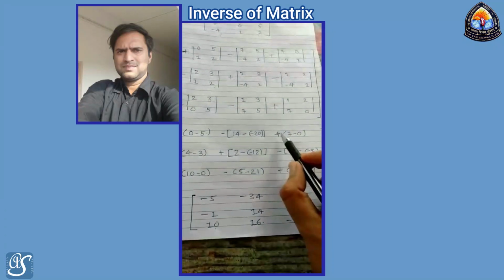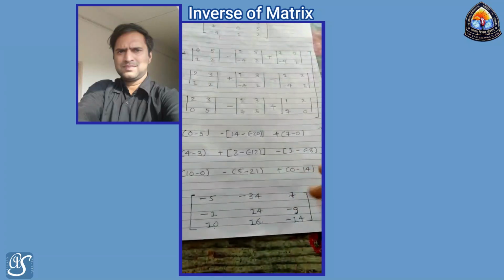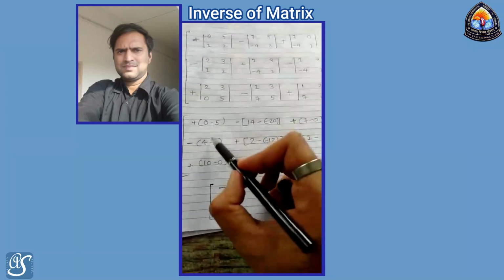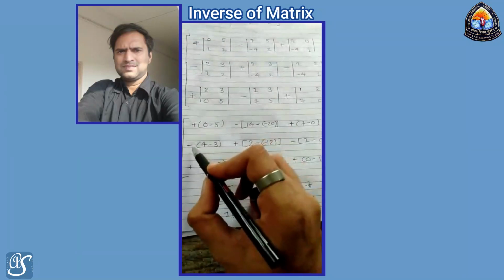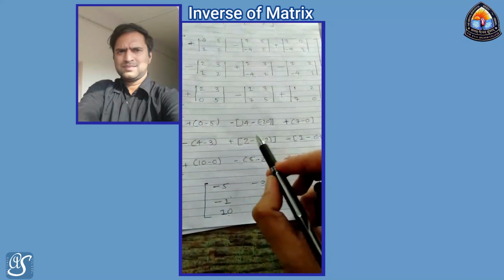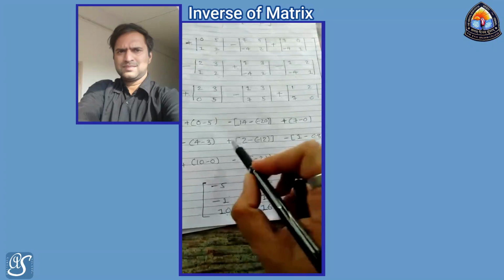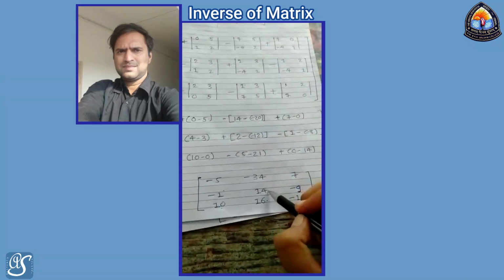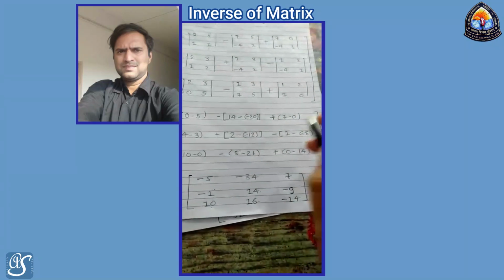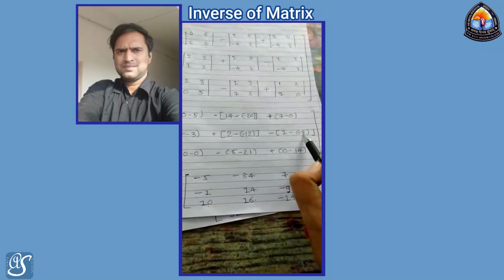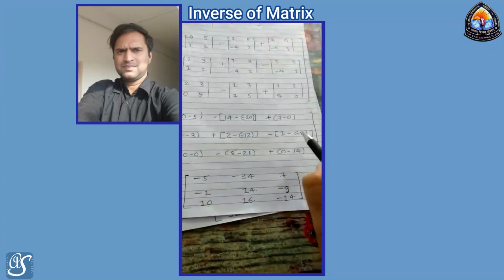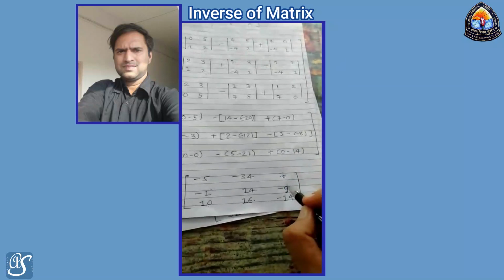7 minus 0, 7, and outside sign is plus, so here 7. 4 minus 3, 1, and outside sign is minus, so minus 1. Here minus minus plus, so 2 plus 12, 14, and outside sign is plus, so 14. 1 minus minus 8, so minus minus plus, so 1 plus 8, 9, and outside sign is minus, so minus 9.